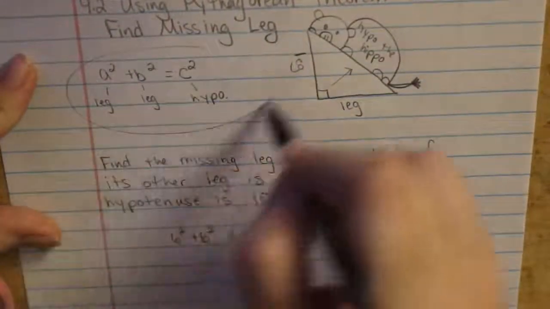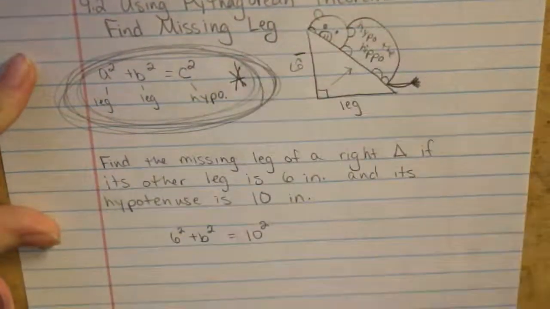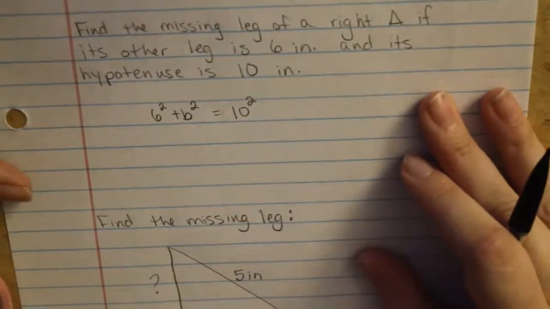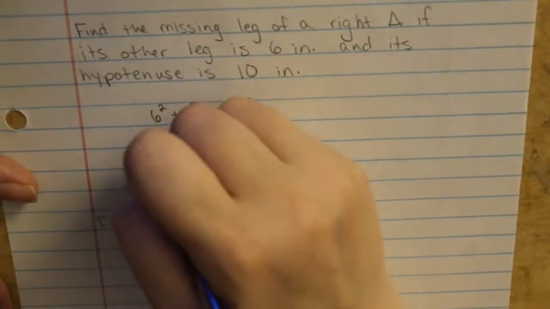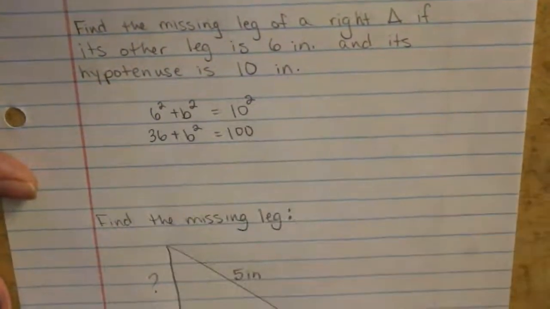So do not forget this. This is important. You should know this. If I'm circling it this many times, it's kind of important. Write it down. I hope you're watching this so you can write it down. Okay? So here we're just going to set up and square it. So I've got 36 plus B squared equals 100.